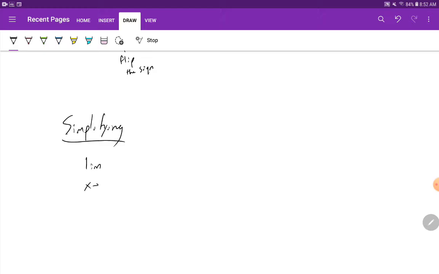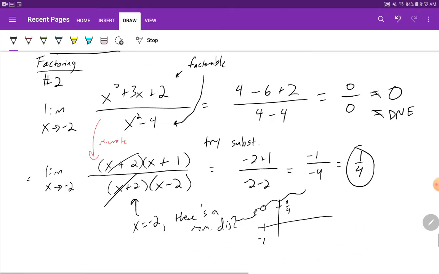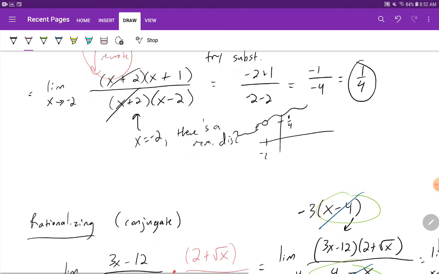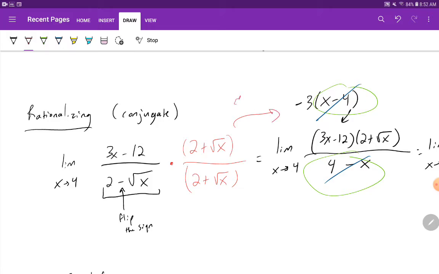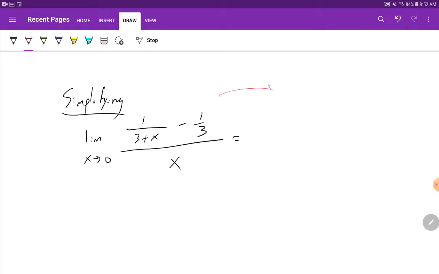So the limit as x approaches 0 of 1 over 3 plus x minus 1 over 3, all over x. This looks bad, but once again, in the last two examples, what did we do? We rewrote what we were given. Once again, we're going to rewrite what we are given to get something that works. Because if I plug 0 into this, I get, once again, 0 over 0, and that is called indeterminate. It's not a useful answer, okay?